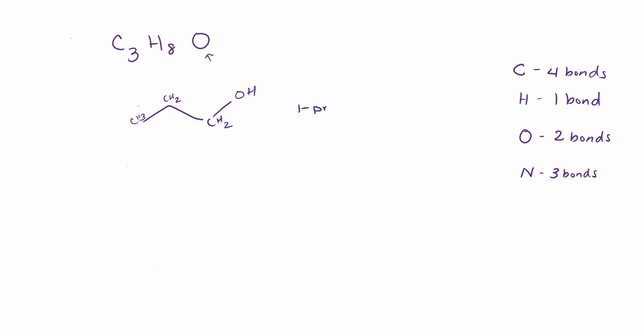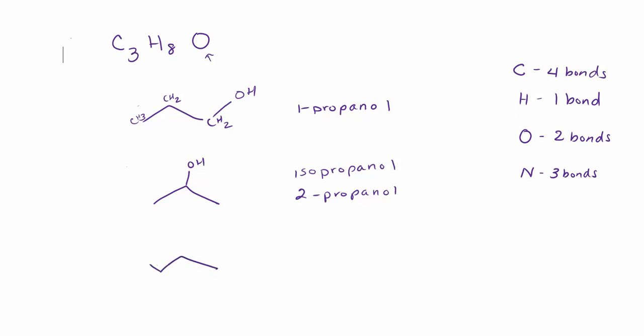So this would be 1-propanol. I can also move that alcohol group up here, and we would call this isopropanol if we were naming it with the common name. 2-propanol would be the IUPAC name. If I put the alcohol group on this carbon, that is still 1-propanol. So that is not a new structural formula. So I would erase that. And because we do not have a double bond, those are the only structural isomers with this chemical formula.